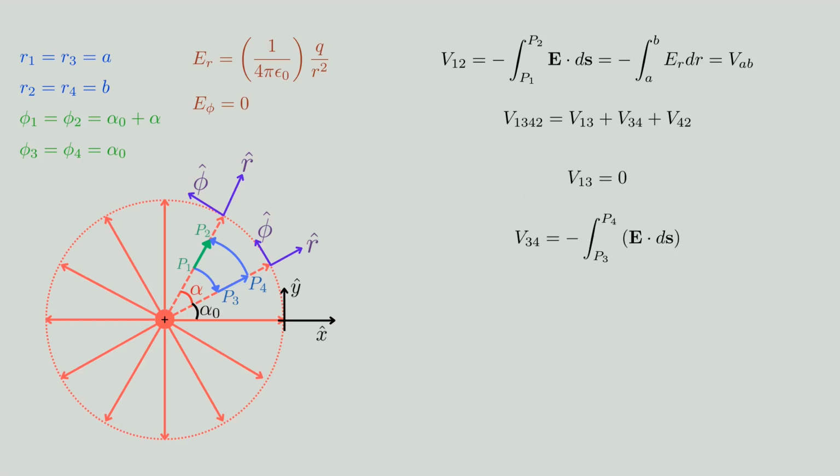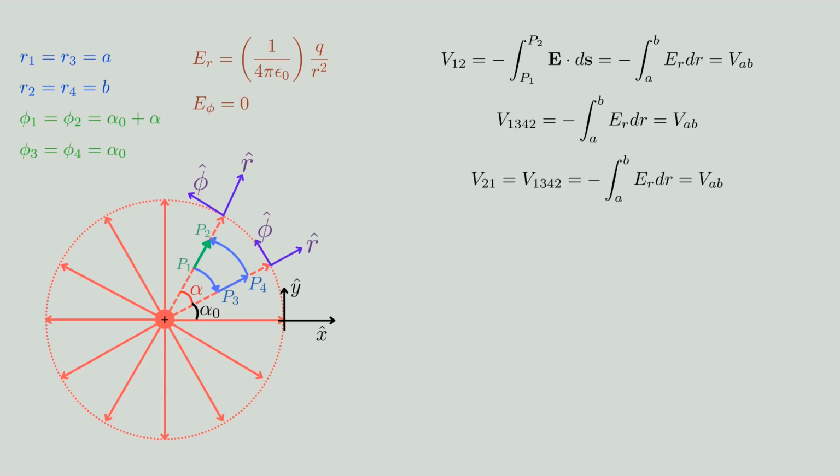Calculating V sub 3,4 is the same as calculating V sub 1,2. Its result is V sub AB, which is equal to V sub 1,2. V sub 4,2 is also similar to V sub 1,3. The absence of contribution from both radial and angular component makes it 0. Therefore, we can simplify the expression of V sub 1,3,4,2 by writing the right-hand side as simply V sub AB. Because V sub 1,2 is equal to V sub 1,3,4,2, it has been demonstrated that the potential difference only depends on the endpoints and not on the specific path taken.